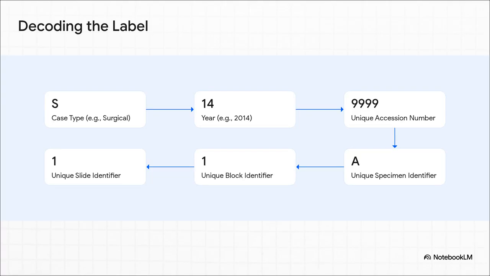The S tells you it's from surgical pathology. 14 is the year, 2014. 9999, that's the unique number assigned to that patient's case. But we're not done. A means it's from the first specimen container, say the right breast biopsy. The next one tells you it's the very first tissue block made from that specimen. And that final one, that's the first slide cut from that block. Every single piece of this code means something, and understanding it is crucial.